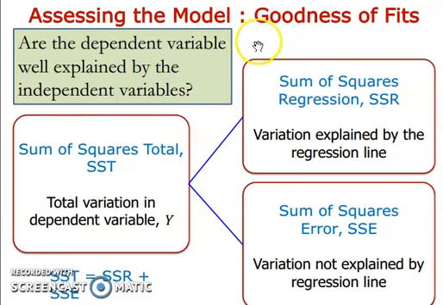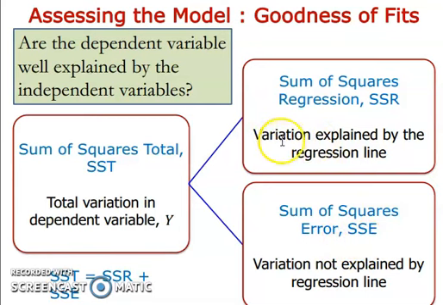Assessing the model, which is the concept of goodness of fit. So we may be asking, is the dependent variable well explained by the independent variables? To answer this question, we need to go into the concept of sum of squares total. Sum of squares total, SST, is the total variation in the dependent variable, which is the Y, and it consists of two parts: sum of squares regression, SSR, and also sum of squares error, SSE.